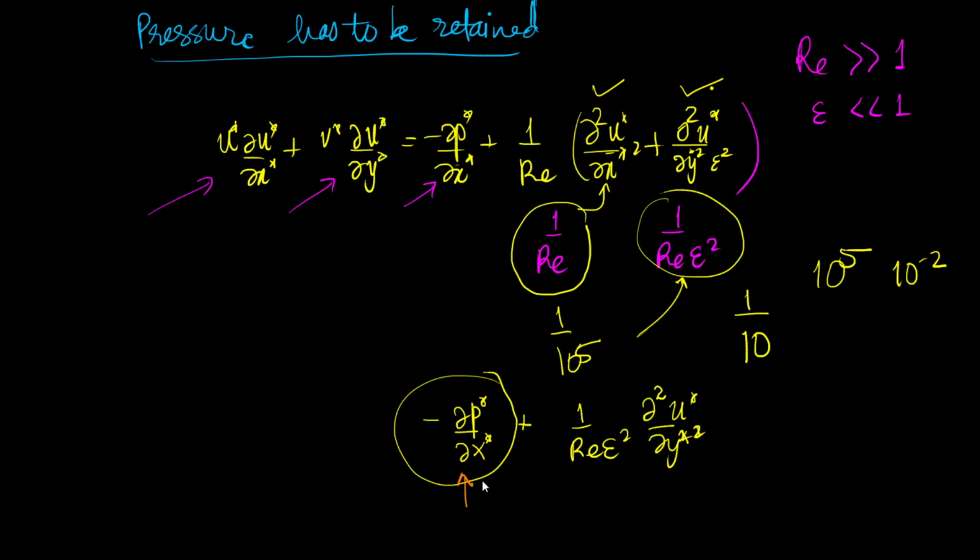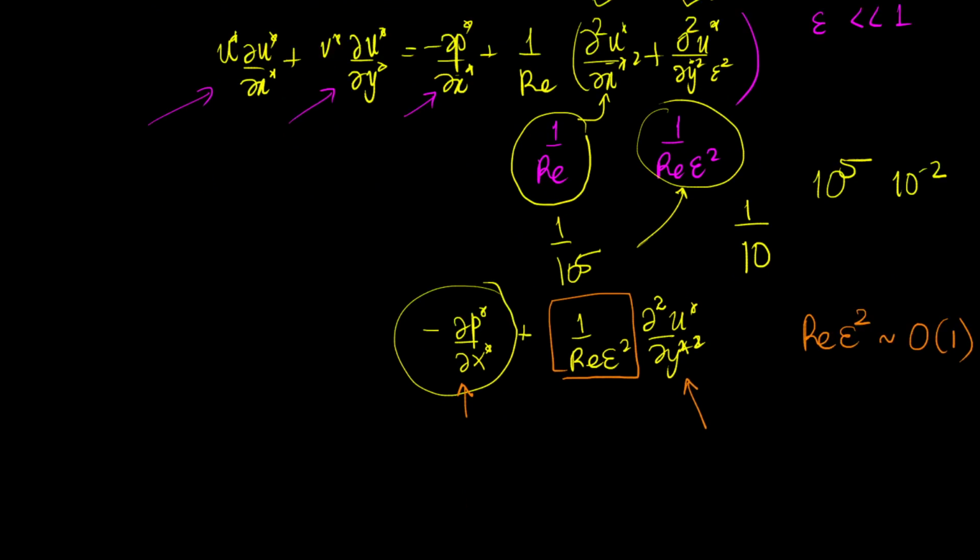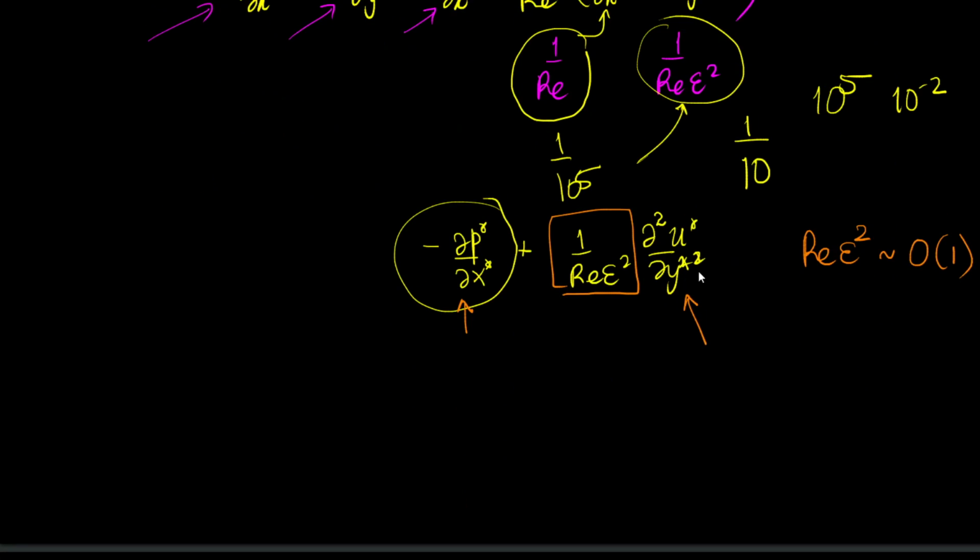So if this has to be order 1, then this particular term has to also become order 1. So Re epsilon square becomes order 1, because this term is the second derivative that we are looking for. There are two things going on. First, pressure cannot vanish, and second, the second derivative of velocity cannot vanish, because that is what is giving us the no slip boundary condition. In the absence of no slip, we don't need to ensure any boundary condition. If the flow is ideal, then this viscous term drops off. So the viscous term has to be retained and the pressure term has to be retained.